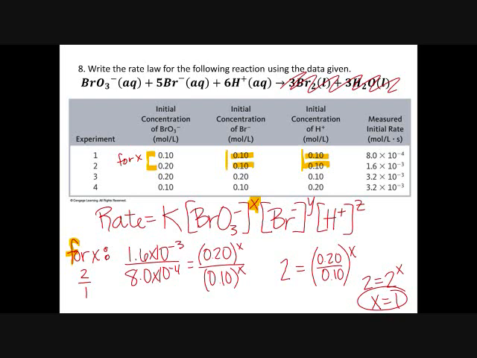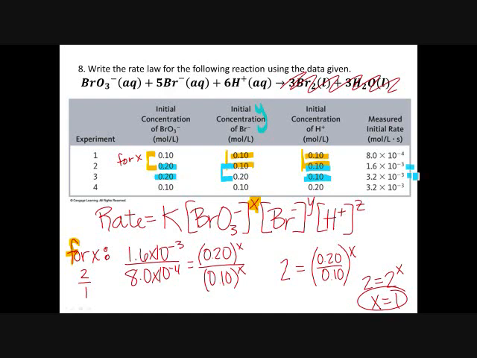Looking here, in order to find y, since the Br is y, I'm going to compare 2 and 3. The reason I chose that is because it's constant for the H plus in both of those, and it's constant in the BrO3 for both of those. Remember, the one that you're looking at has to change, but the other two columns that you're not focusing on have to stay the same. Then we're going to use the rates for those as well.